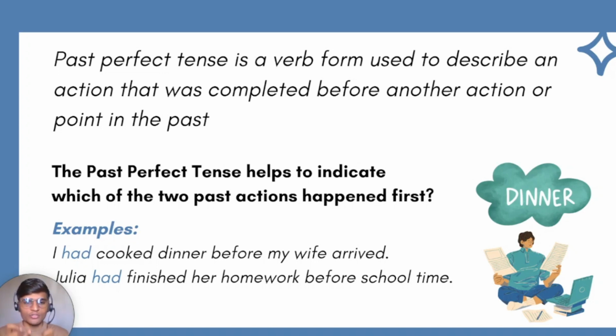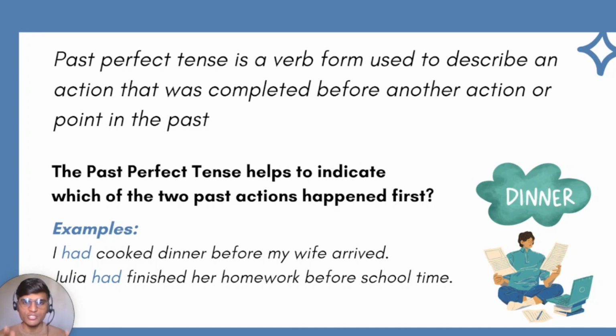Here two actions happen, and now you have to recognize which one already happened. So, I had cooked dinner before my wife arrived. The first action was cooking, right? So he had already cooked before his wife arrived at home. That's how we can understand past perfect tense.